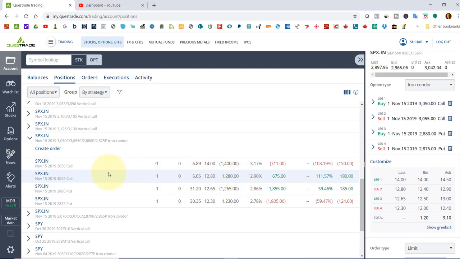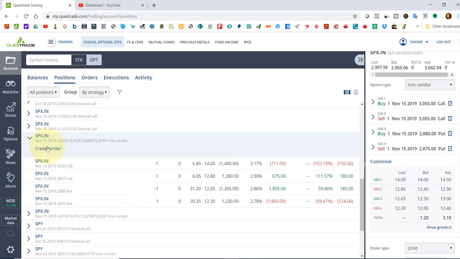And you could see that the part of my trade that's being tested is the call side. You can see I'm losing money on the call side. I'm actually a little bit profitable on the put side because SPX has gone up since I placed this trade. So the put side is becoming profitable, but the call side is getting tested. Now, I've got a few options.